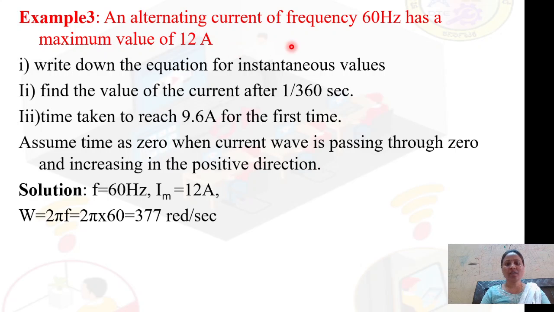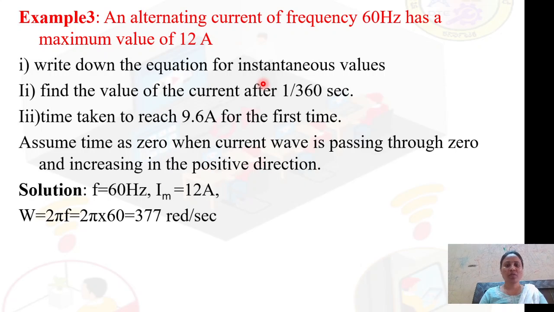An alternating current of frequency 60 Hertz has a maximum value of 12 amps. Write down the equation for the instantaneous value. Find the value of current after 1 by 360 seconds. Find the time taken to reach 9.6 amps for the first time. Assume time as 0 when the current wave is passing through 0 and increasing in the positive direction.